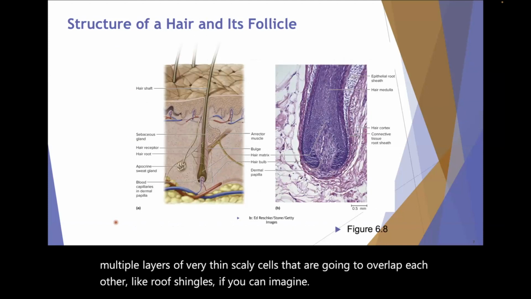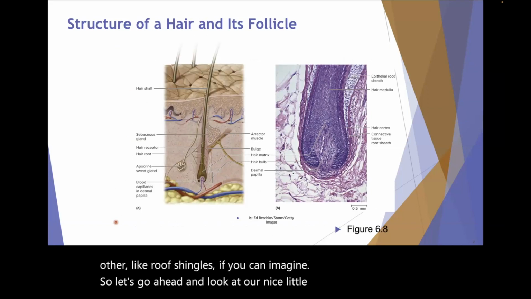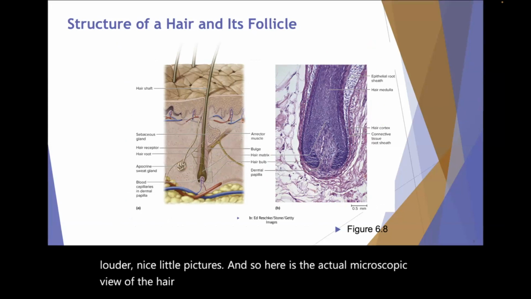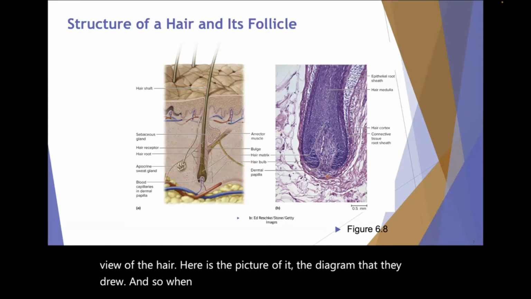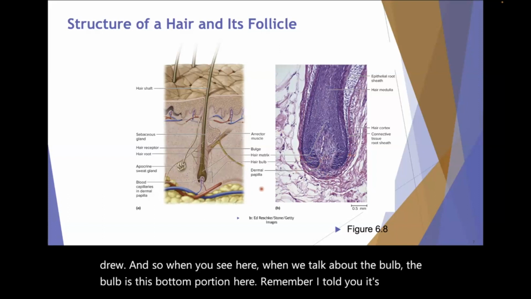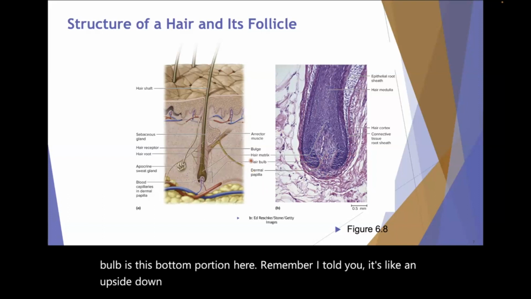So let's go ahead and look at our nice little video. Excuse me, a lot of nice little pictures. And so here is the actual microscopic view of the hair. Here is the picture of it, the diagram that they drew. And so when you see here, when we talk about the bulb, it is this bottom portion here. Remember, I told you it's like an upside down light bulb. So if you were to see it here, this is the bulb section. This is your bulb section.